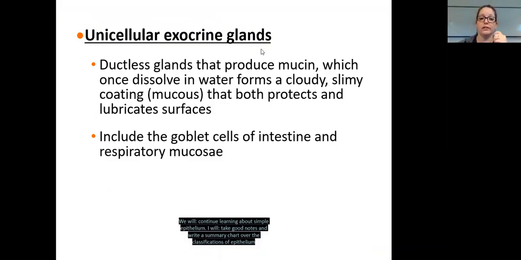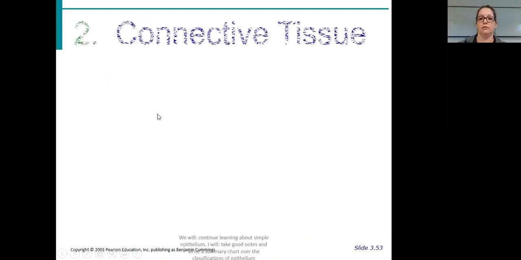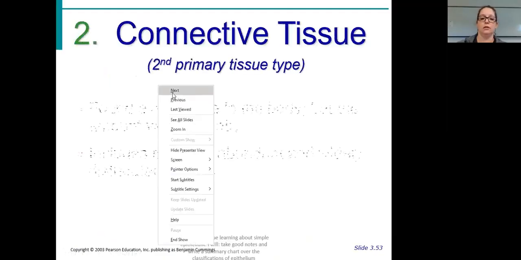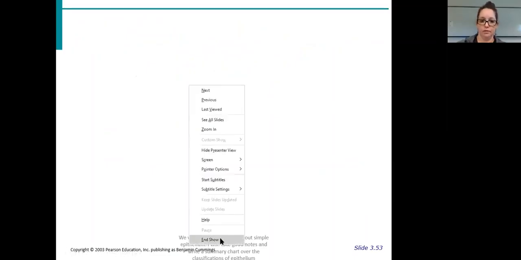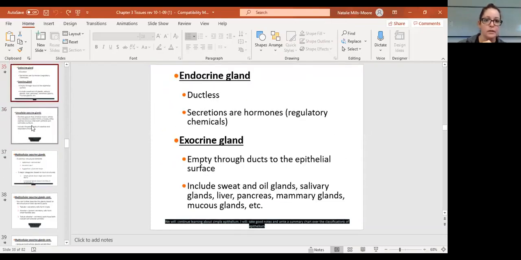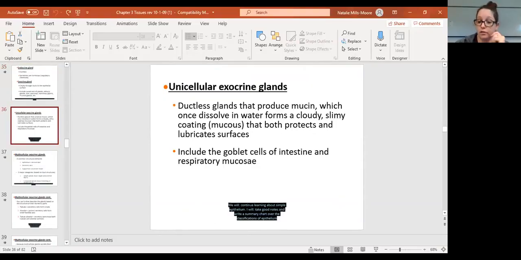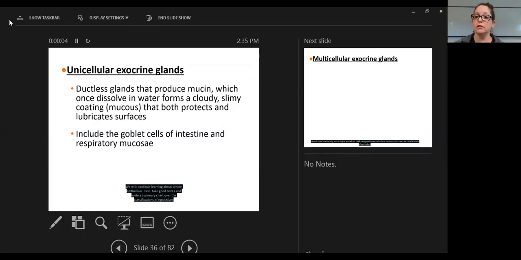So unicellular exocrine glands, remember, endocrine. Hold on. I think that should be unicellular endocrine glands. Actually, let me just end the show since I did that. Okay, well, anyway. It says unicellular exocrine. We're going to go with that until I can prove differently. Dang, this computer. I didn't tell you to extend.